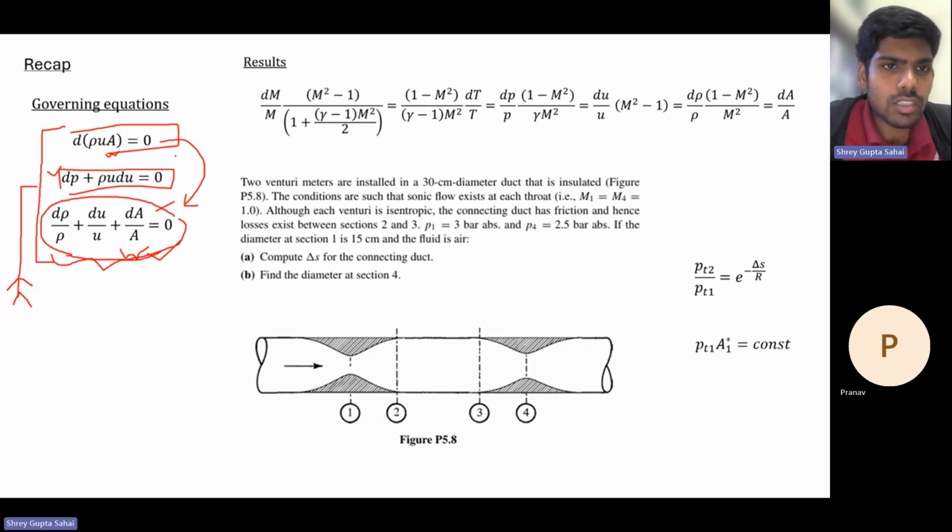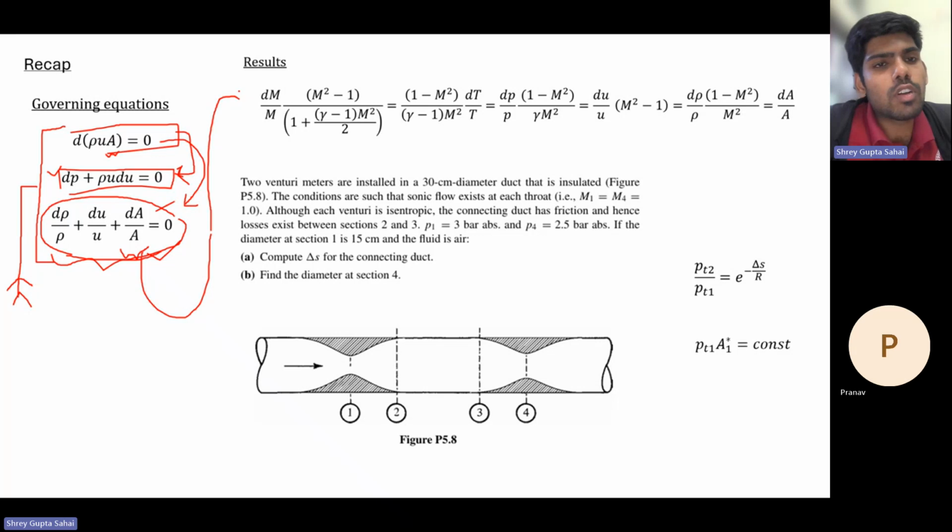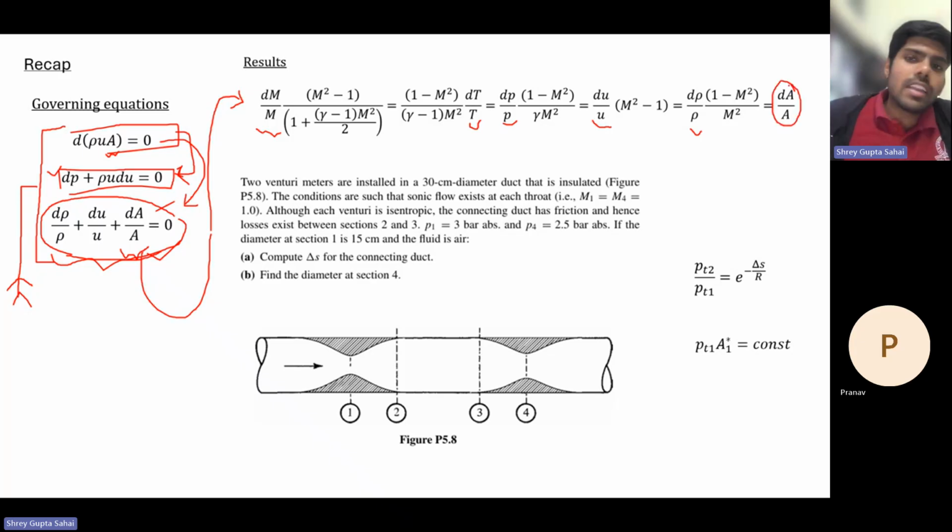Now, following these three relations and the ideal gas equation of state, we actually in the last class derived these relations. We wanted to see, if there are area changes, how the Mach number varies, how the temperature, velocity, density and pressure would vary if there is a change in cross-sectional area. That was something that we spent a little time on.